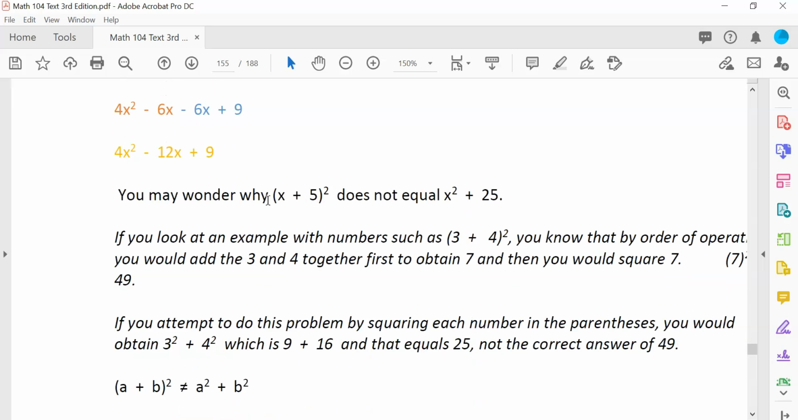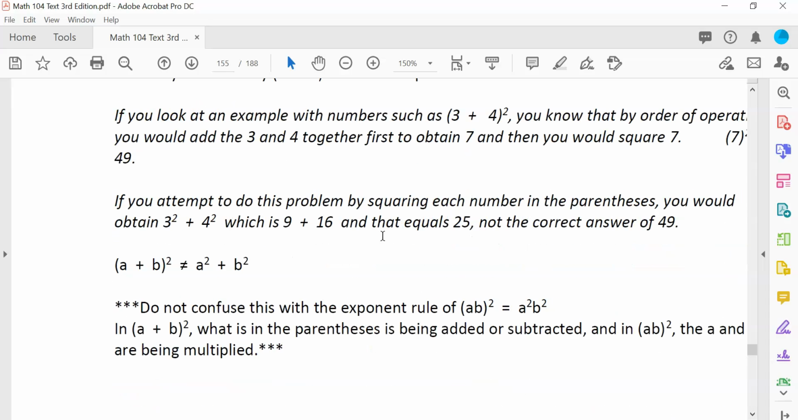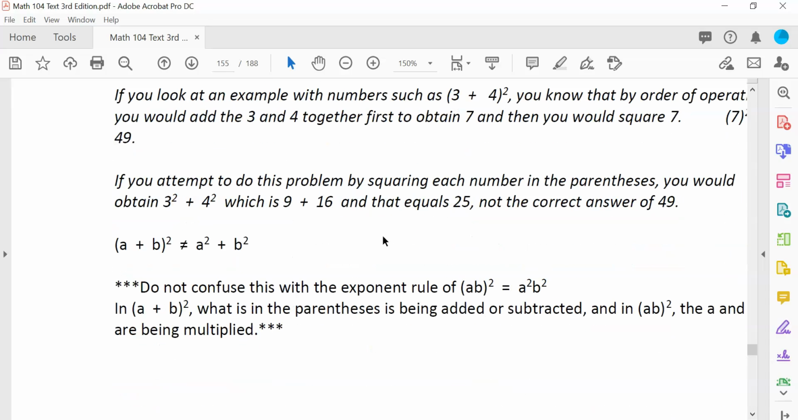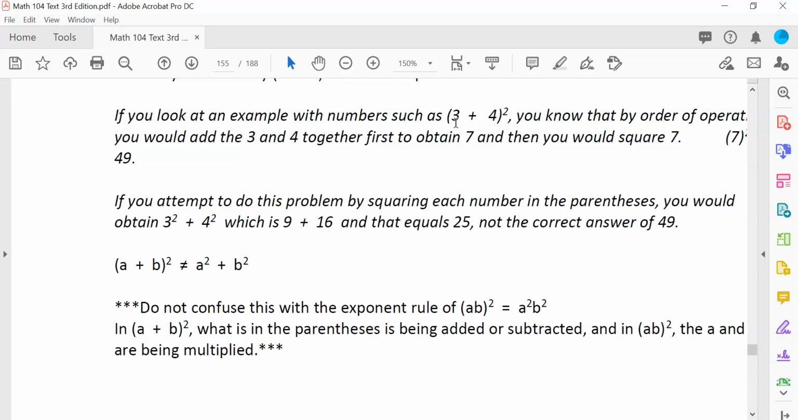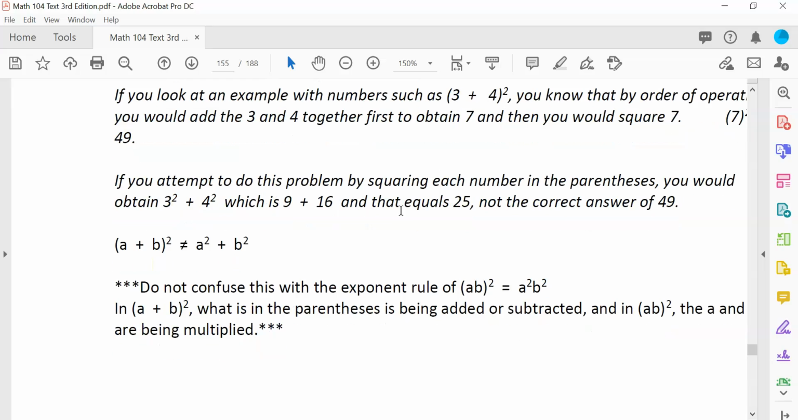Now this is what I was talking about. You may wonder why we can't just square each term. You cannot distribute, and this shows you that you can't distribute. It doesn't work when you have real numbers in there as well.